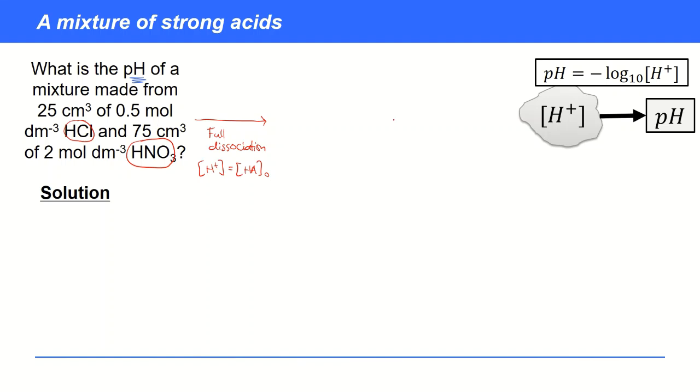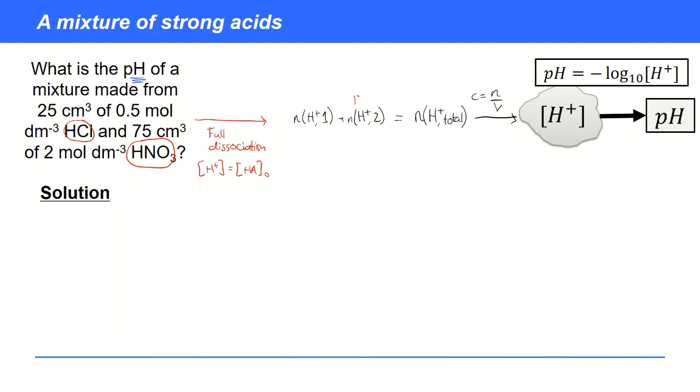And so the key stepping stone in these calculations is to recognize that we're going to need to work out the number of moles of H plus ions in total that are present. Then we can just use the formula concentration is number of moles divided by volume to get the concentration of H plus ions. Now, how are we going to get the H plus ion concentration in total? Well, we're going to get that from the number of moles of H plus ions from acid 1 and the number of moles of H plus ions from the second acid.